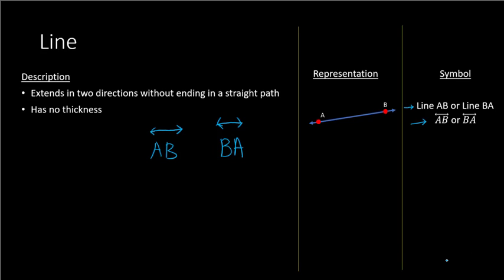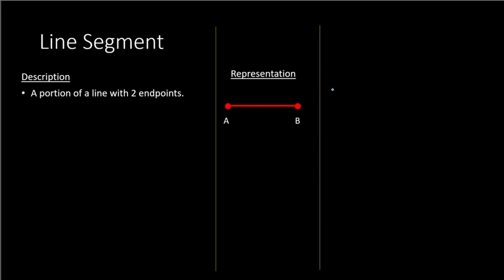Our next term is line segment. Now a segment is a portion or a section of the line. So it is a portion of a line and it has 2 endpoints. All right, so here's a picture of one. Here we have a line segment going from point A to point B. Notice it does not keep going forever. It does not go past points A and B. It stops right at those locations. So it's a section or a portion or a segment of the entire line. So this would be a picture of a line segment.